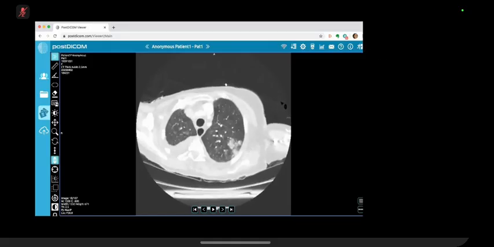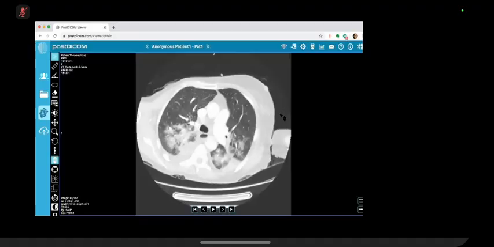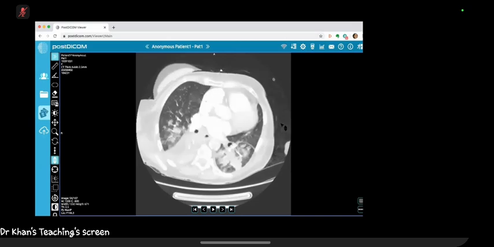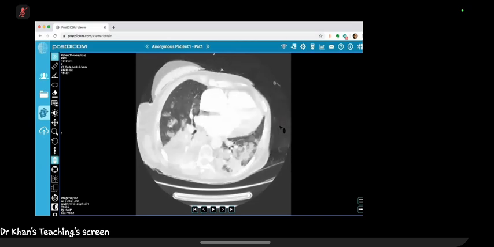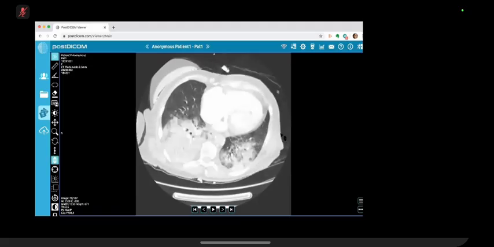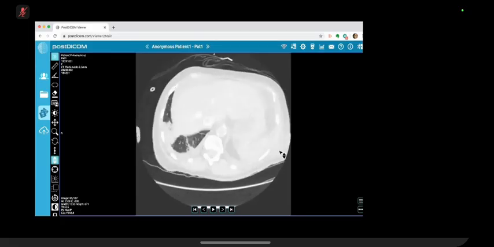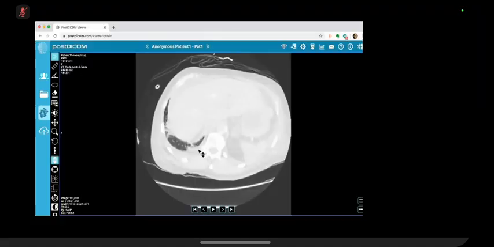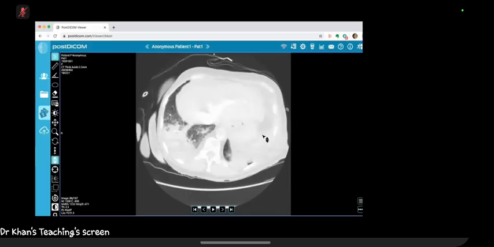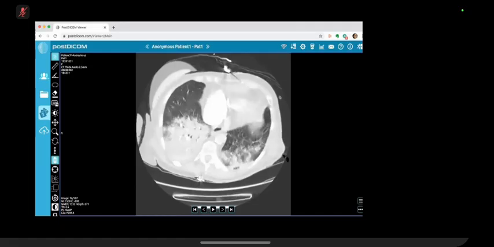So I can see bilateral posterior and basal consolidation patches. They are fairly symmetrical, maybe more extensive on the right side. Surrounded by ground glass densities.